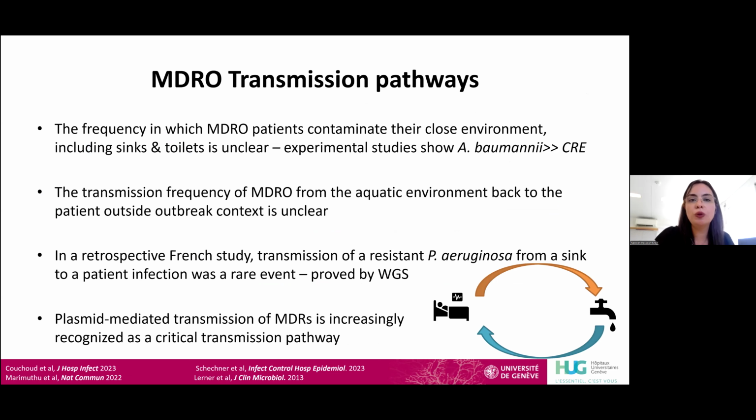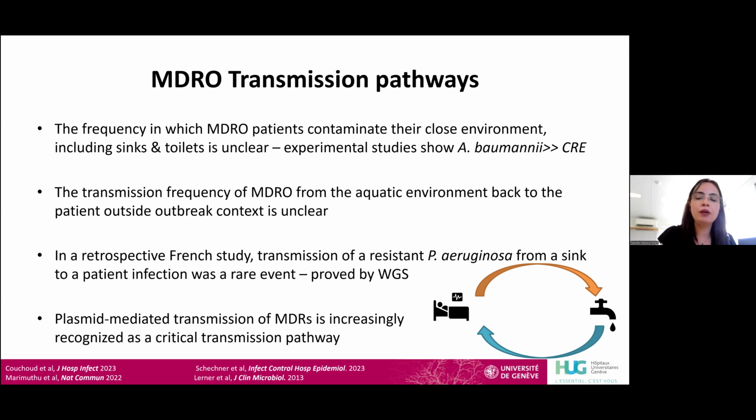So how do MDRO transmission dynamics happen within the built environment of a hospital? The frequency with which MDRO patients contaminate their environment, including the sinks and the toilets, is unclear. There are some experimental studies showing that patients with Acinetobacter baumannii have a bioburden of Acinetobacter baumannii on their surfaces and in the hospital environment a little bit higher than carbapenem-resistant Enterobacterales, but the specific dissemination into aquatic environments is unclear yet.